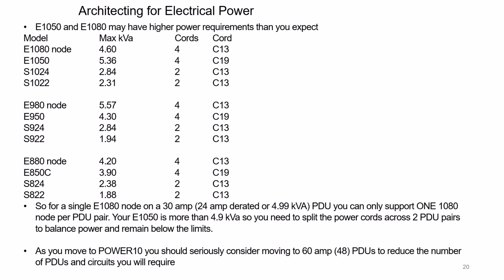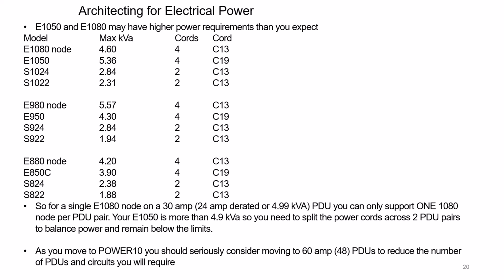So when I look at this, if I look at an E1080, it's 4.6 kVA, and it has 4 cords. So I could take 2 power cords and put them on one PDU, and 2 power cords and put them on another PDU, still remain below the 4.9 kVA if it's a 30 amp PDU.